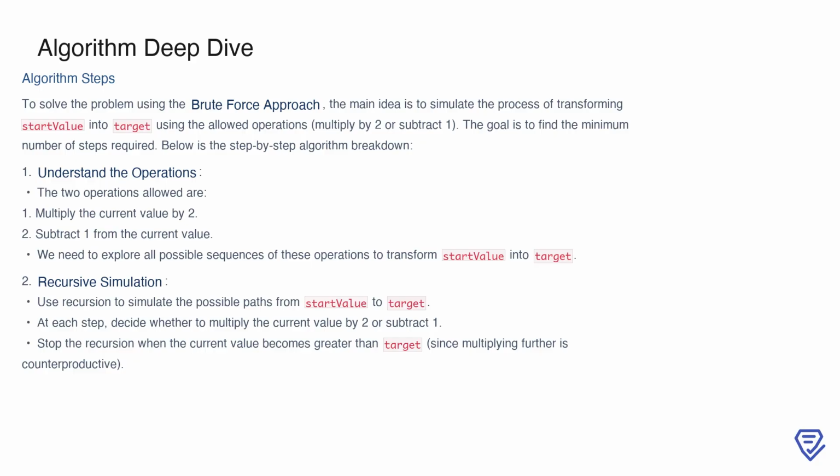One way to tackle this is through recursive simulation. Here, we explore all possible transformations step by step. At each step, we decide whether to multiply the current value by 2 or subtract 1. However, we impose a condition to stop the recursion if the current value becomes greater than the target, as further multiplication would only move us farther away. This brute force approach, while straightforward, lays the foundation for a more systematic and efficient method to solve the problem.